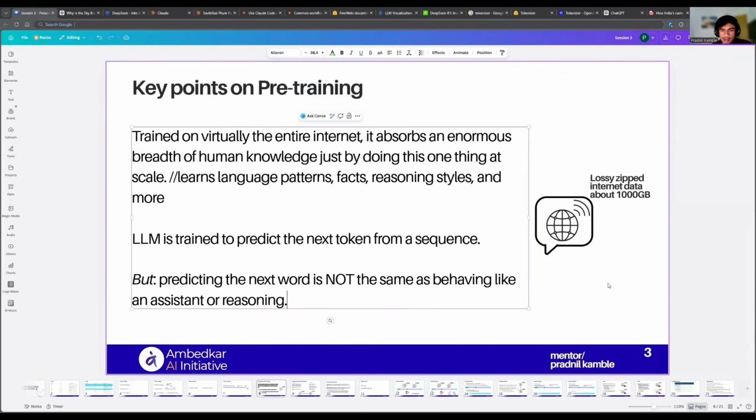But the problem here is how can you use such a model as an assistant? Right now the model is just predicting the next word. How can you ask it a question and have it respond to you? Because if I ask a question to such a model, the model will just predict the next word, and will not really try to communicate with me. So for that, we do something called post-training.